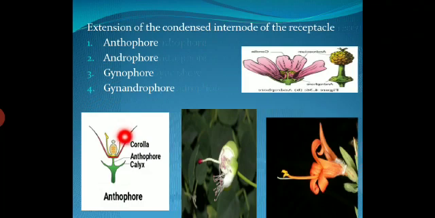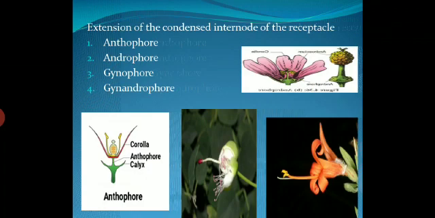The calyx is the green-like structure. The corolla is brightly colored. The anthophore is the internodal elongation between the calyx and corolla. For example, Caryophyllaceae.